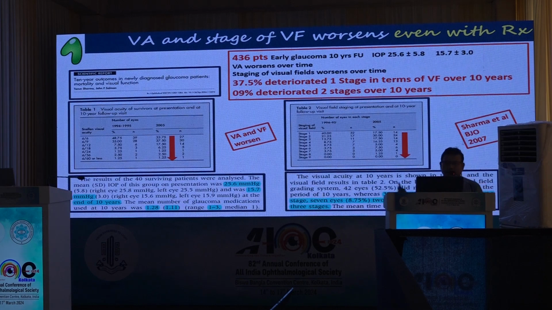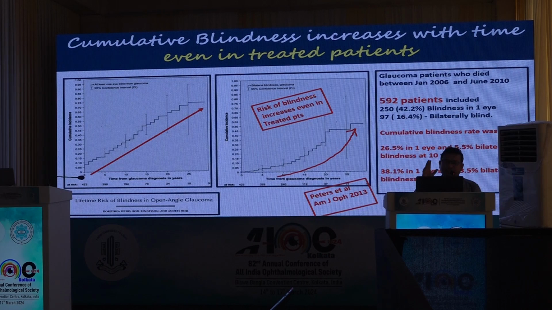Number one, if you look at this slide, it shows that the visual acuity and the stage of the visual field worsen even with treatment. Always remember this. This was a study published by Sharma et al. in the BJO, which showed that 37.5% of the patients deteriorated one stage in terms of the visual field over 10 years, and around 9% deteriorated 2 stages over 10 years. And it's not just visual field deterioration, the cumulative blindness also increases with time, even in treated patients. So again, the key word is even in treated patients.